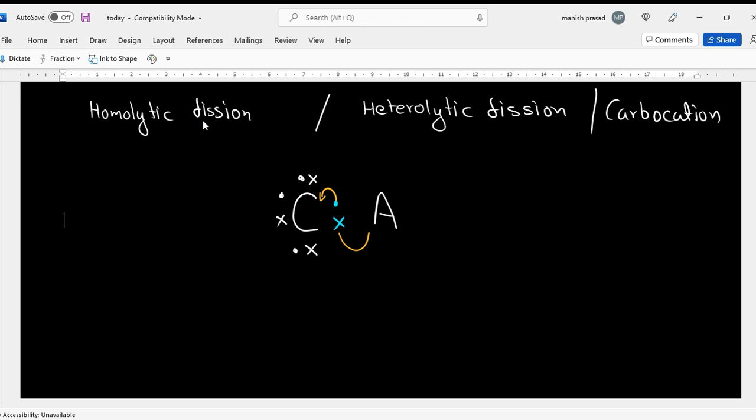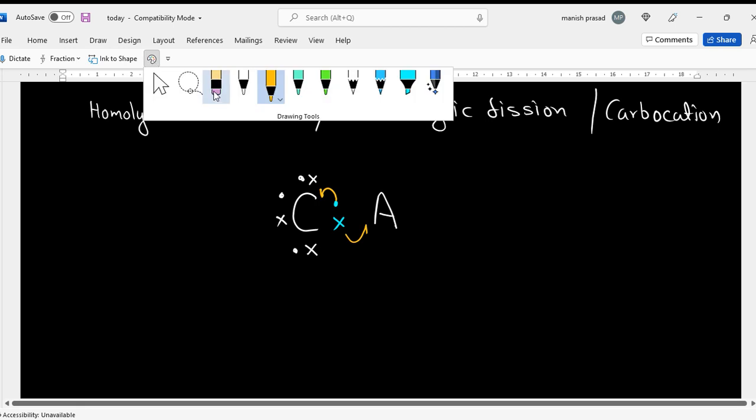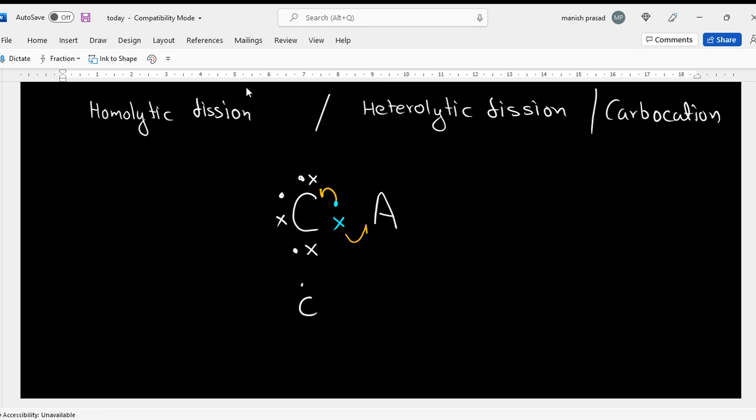The arrows, we do not show these arrows. Let me change the arrows. We show a fish hook arrow. Carbon has got its electron back. A has got its electron back. This type of fission is known as a homolytic fission. So basically, the electrons are just going back to their places.